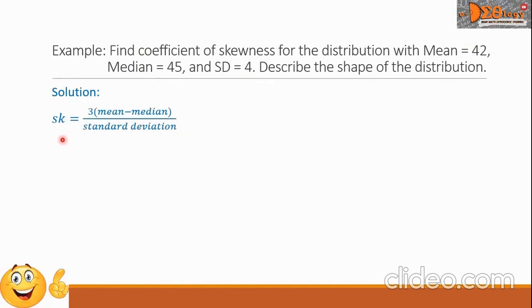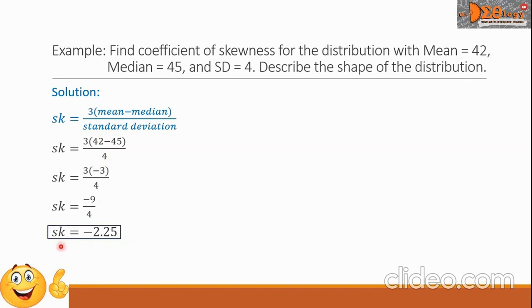For our solution, let us write the formula of skewness, and then let us substitute the corresponding values. The mean is 42, the median is 45, and the standard deviation is 4. Simplifying further, 42 minus 45 gives -3. The product of 3 and -3 is -9. And the quotient -9 over 4 is -2.25. This is the skewness. We have a negative value here.